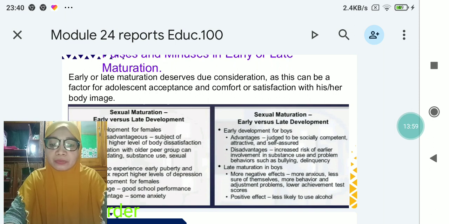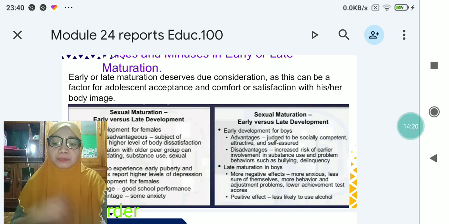Early development for females is more disadvantageous: subject of ridicule, higher level of body dissatisfaction, and socialization with an older peer group can lead to dating, substance use, and sexual activity. Girls who experience early puberty and early sex report higher levels of depression. Late development for females: advantage, good school performance; disadvantage, some anxiety.